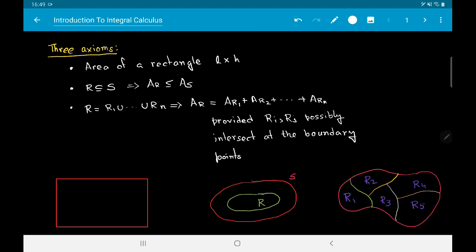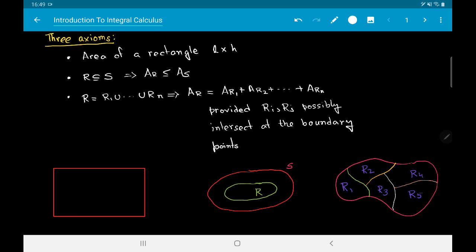The first one is the area of a rectangle, as I just mentioned: if a rectangle has length L and height h, then the area of the rectangle is given by the quantity L times h. Now, bigger the region, bigger the area. What do I mean? This is our second axiom. If R is a region which is properly contained inside another region S, then area of R is less than or equal to area of S.